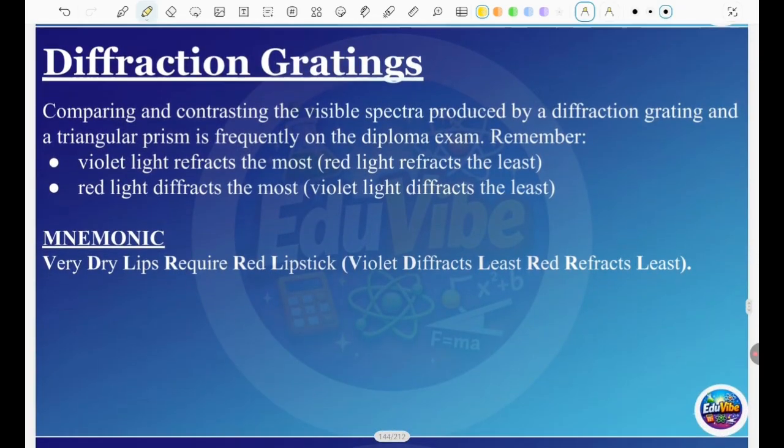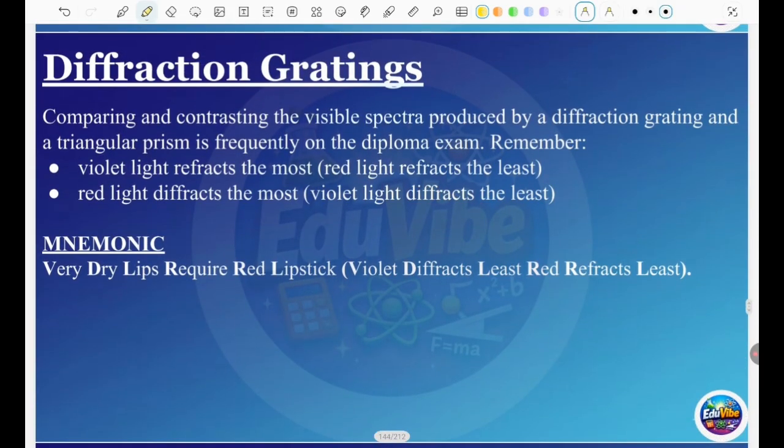So, one more thing to differentiate. This is a further topic, a small topic that we have: comparing and contrasting the visible spectra. We are also talking about the colors here. Comparing and contrasting visible spectra produced by a diffraction grating and a triangular prism is frequently on the diploma exam. So you get the question on the visible spectra, where visible light will be converted into colors, white light converted into colors.